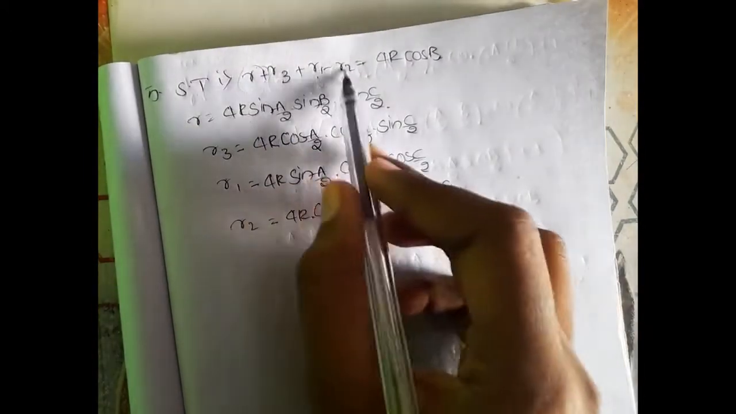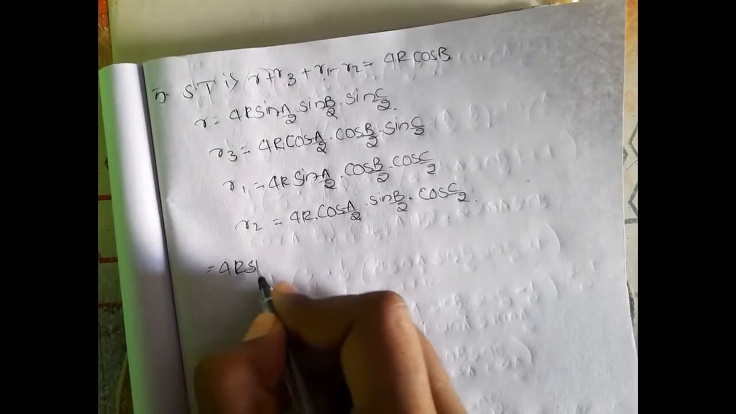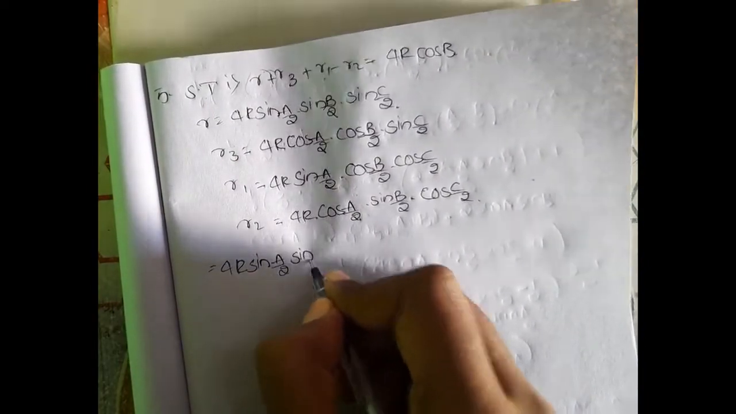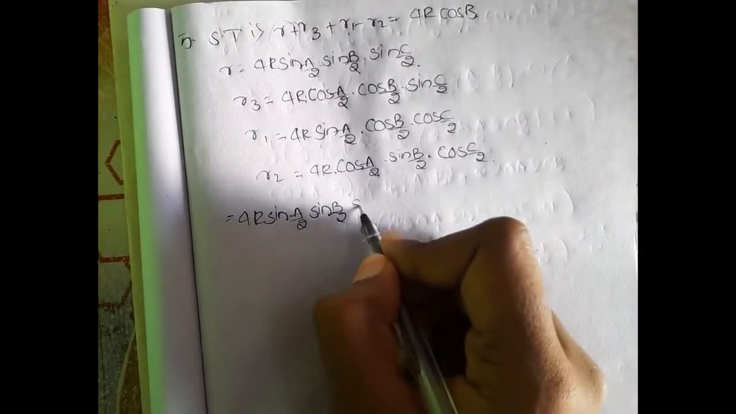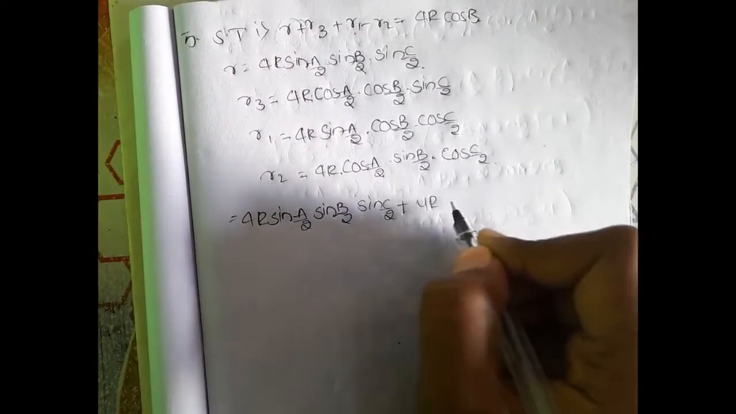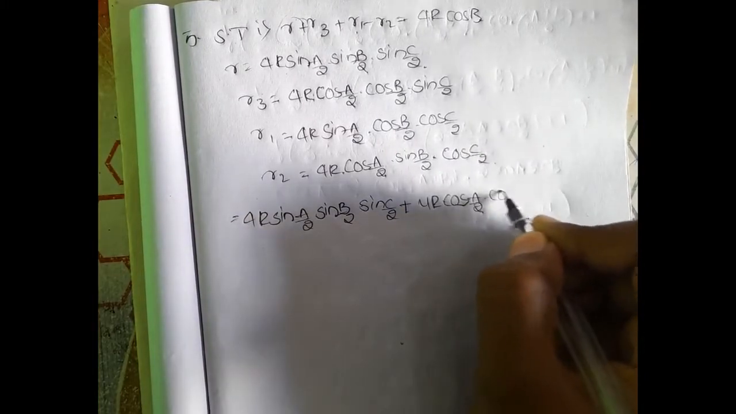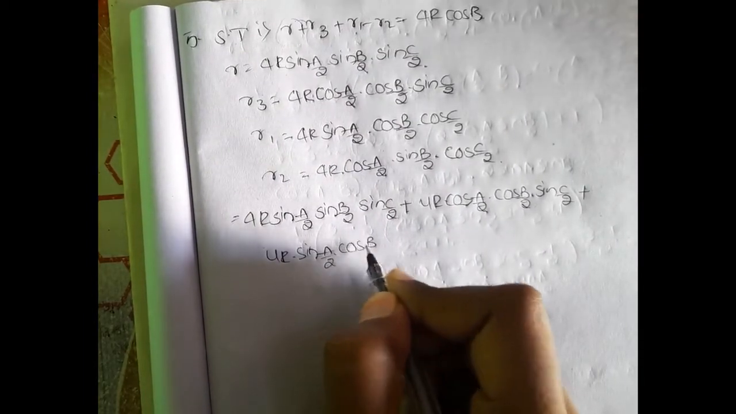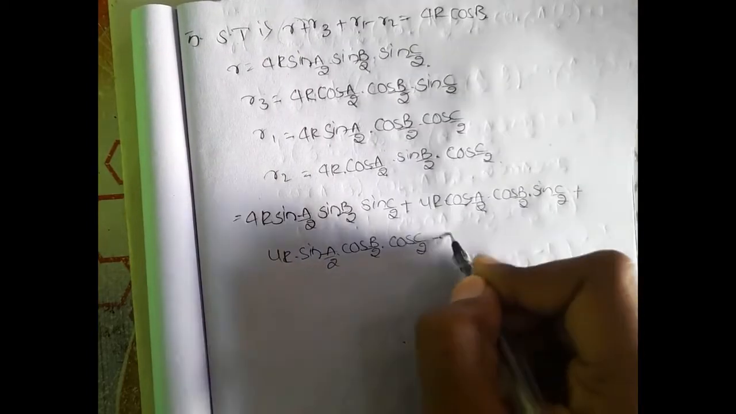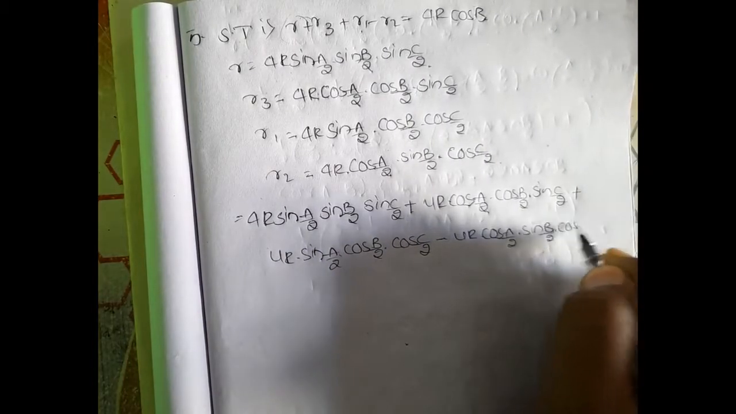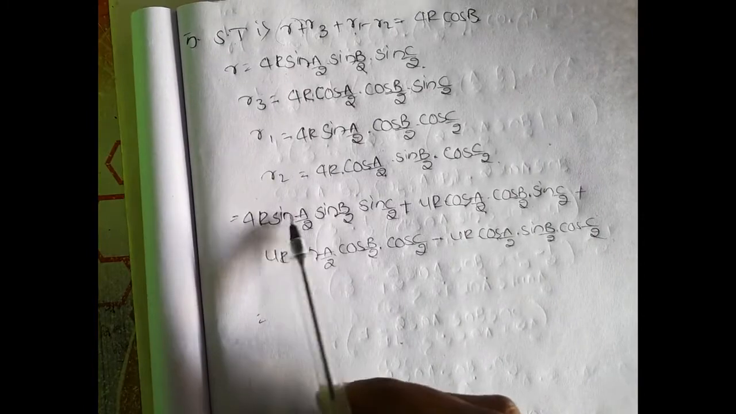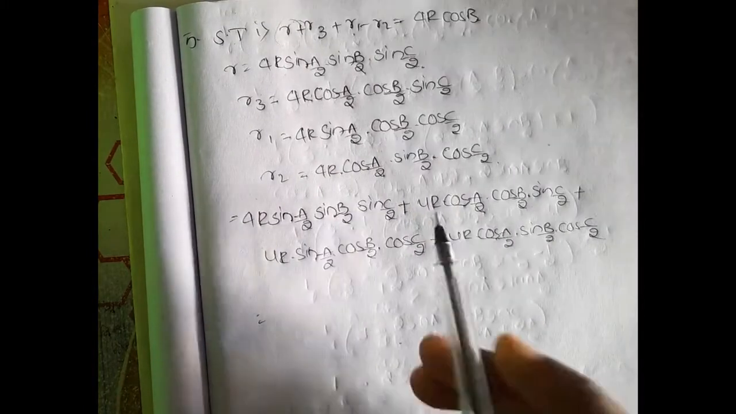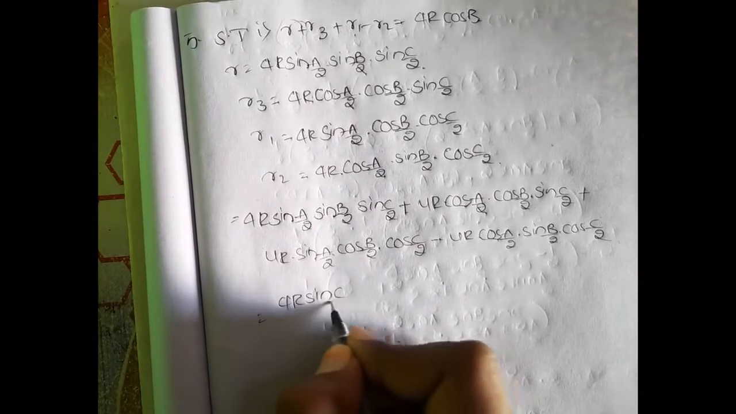So now putting all these values here, equals to 4R sin A by 2 sin B by 2 sin C by 2 plus 4R cos A by 2 cos B by 2 sin C by 2 plus 4R sin A by 2 cos B by 2 cos C by 2 minus 4R cos A by 2 sin B by 2 cos C by 2. Now from this and this, taking 4R sin C by 2 as common. So 4R sin C by 2 common.